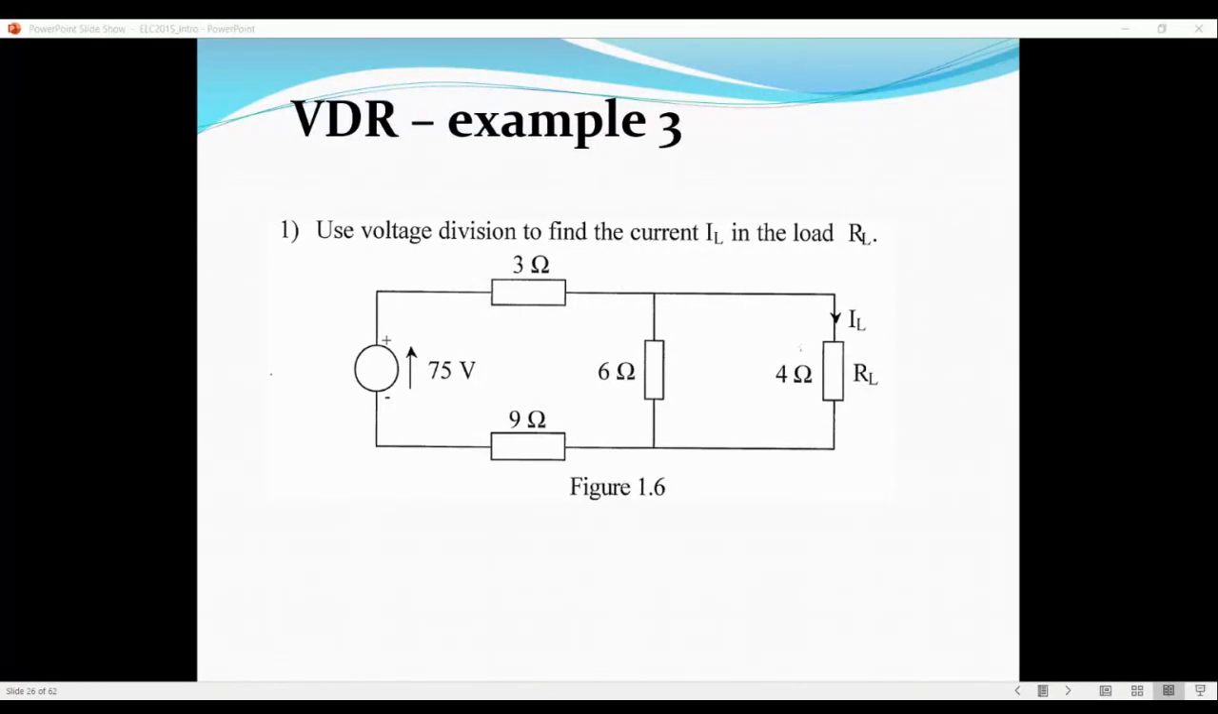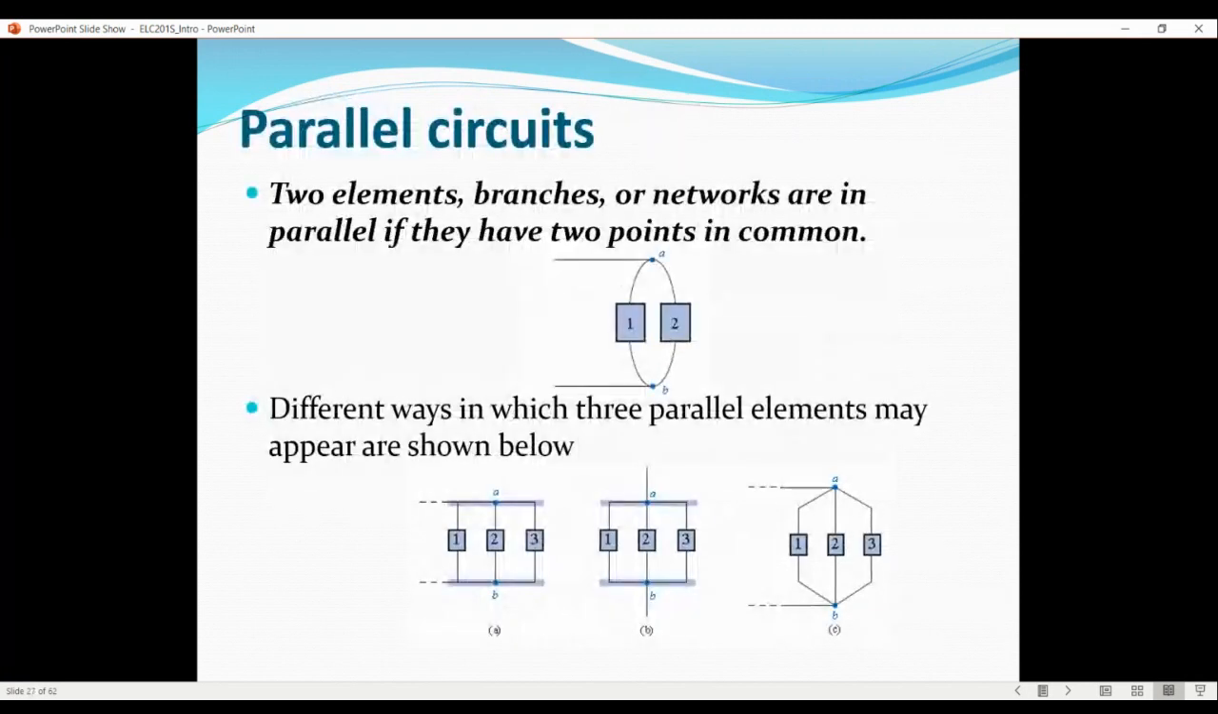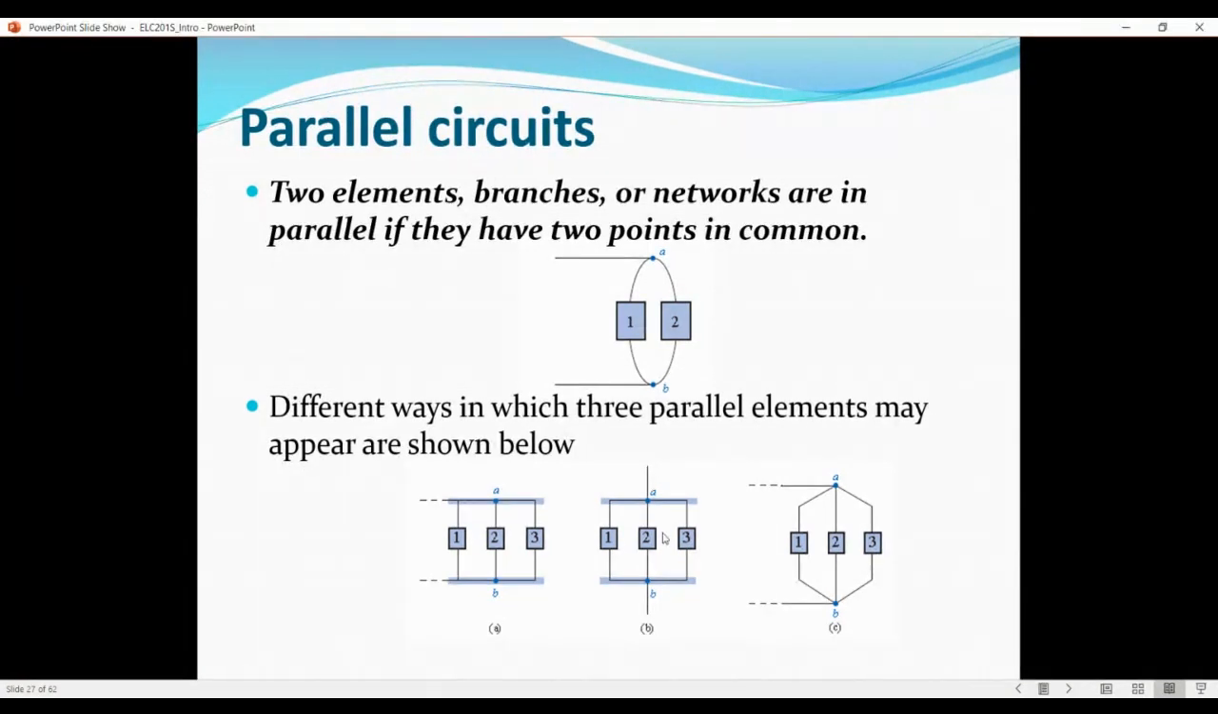All right, we're back, and let's move on. Of course, you guys are aware of parallel circuits. They're defined as two elements, branches, or networks that are in parallel if they have two common points. Obviously, we know this. They're showing different ways of how parallel looks. If you look at figure A at the bottom, it's basically what we had. Another way of looking at it is figure B.